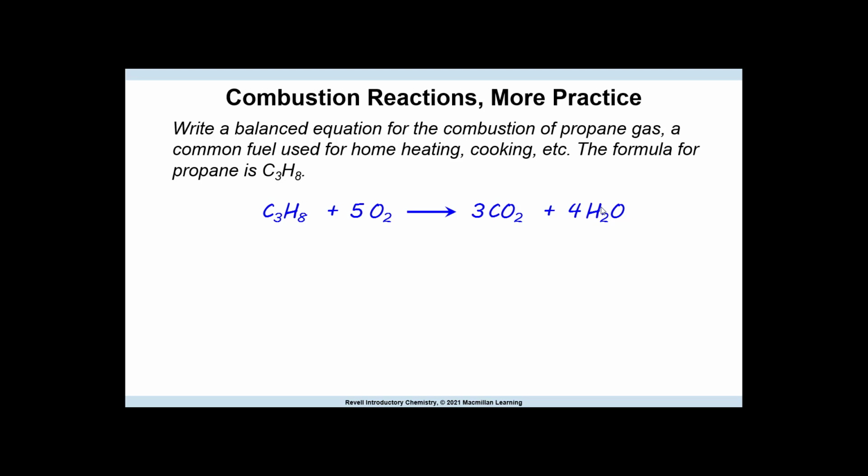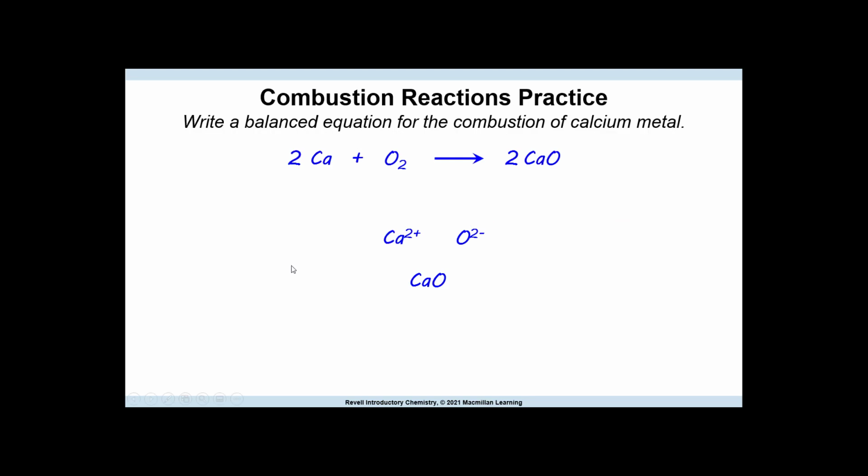So let me go back. You know what? Let me take a step back. Let me break this down. I think I should expand on this. Right, so you're going to write a balanced equation.